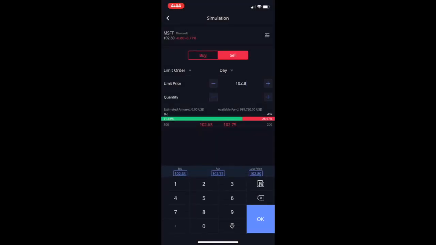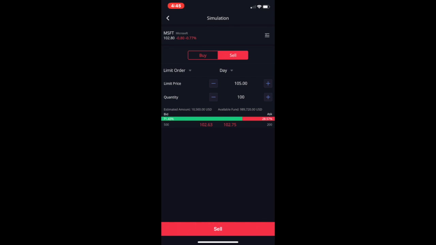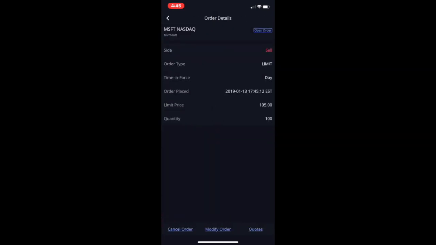And then right here at the limit price, what price are you willing to short Microsoft at? Let's just say we're going to short Microsoft at $105, okay? When Microsoft gets to $105, you want to go short on the stock. We're going to put in 100 shares. We're going to click OK, and then we're going to complete the order, okay? There's your order details right there.